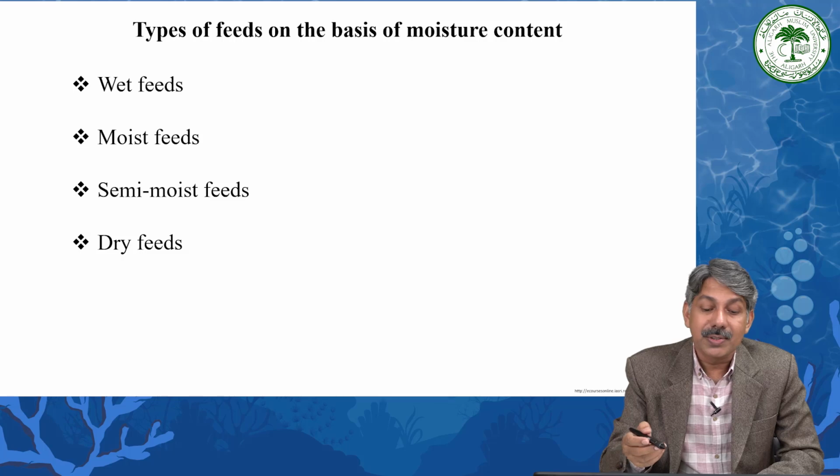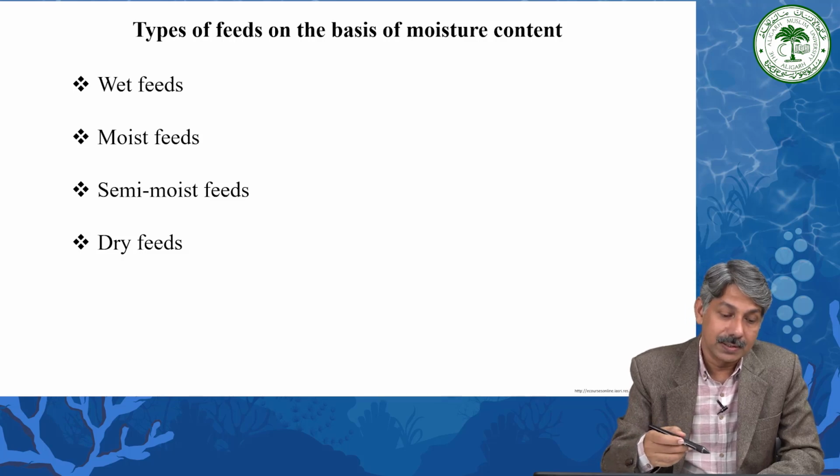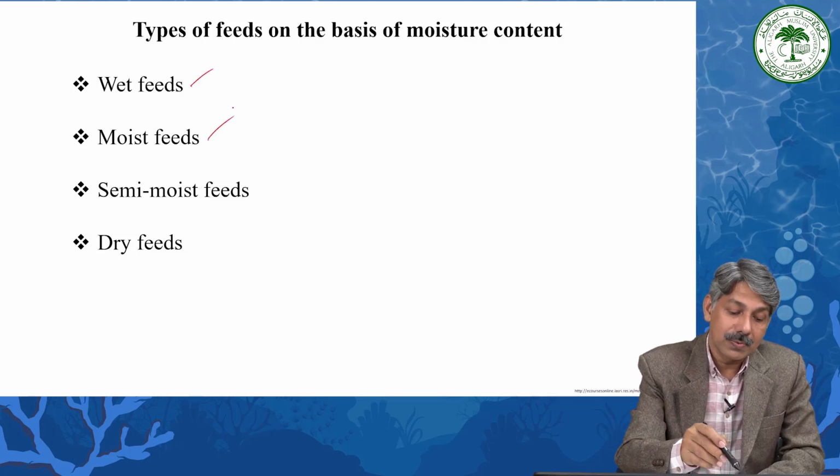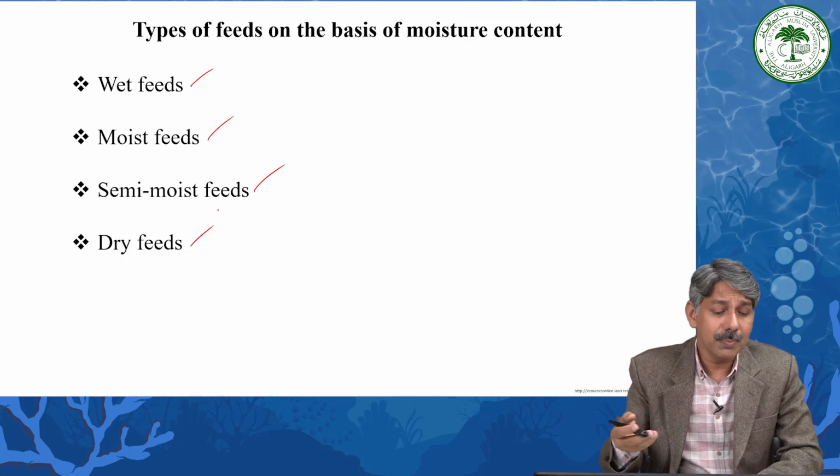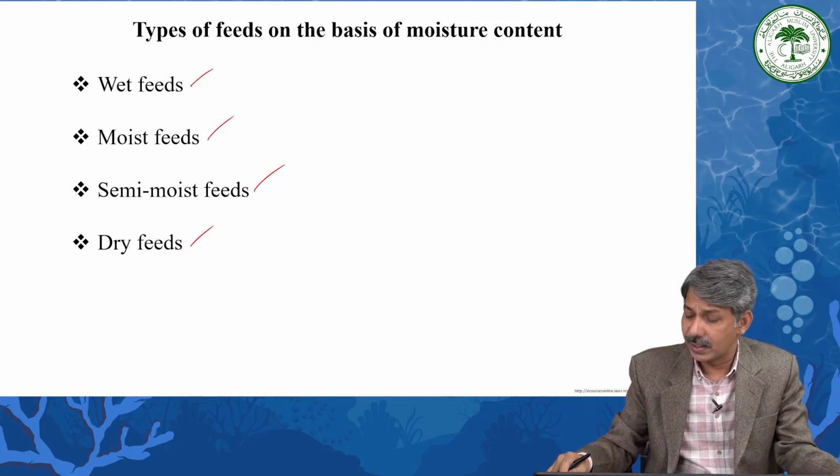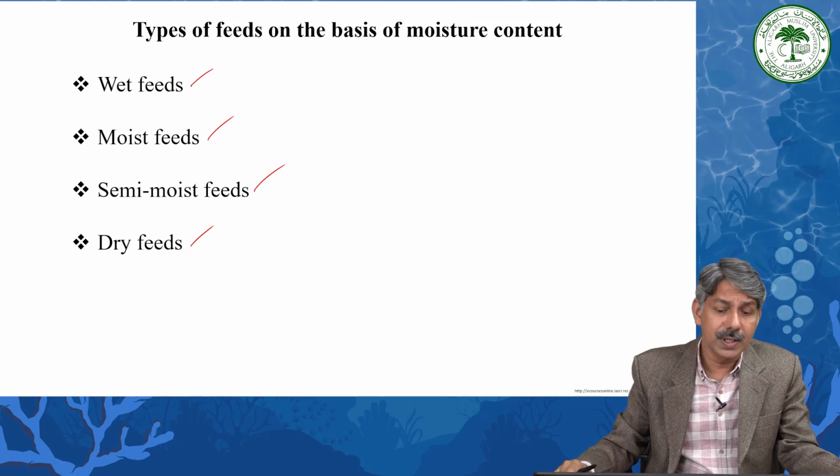Type of feeds on the basis of moisture content. What kind of feeds are we having? Wet feeds, moist feeds, semi-moist feeds, dry feeds. Depending on the moisture content, you can understand here very easily.